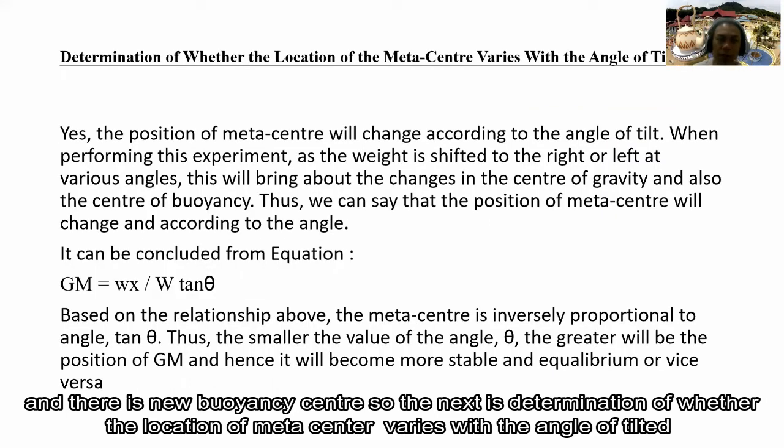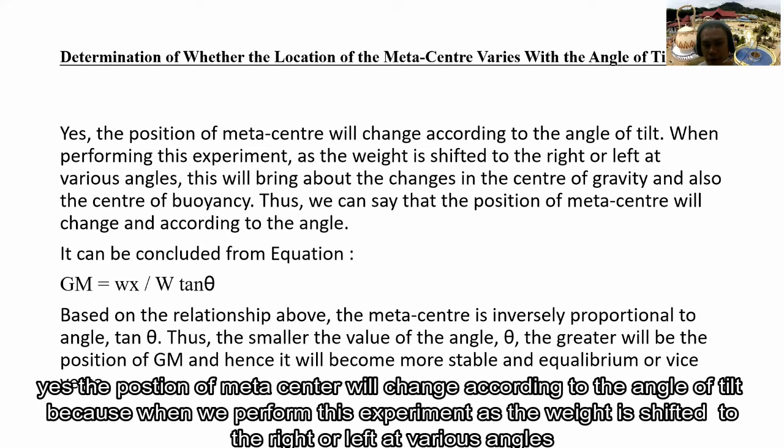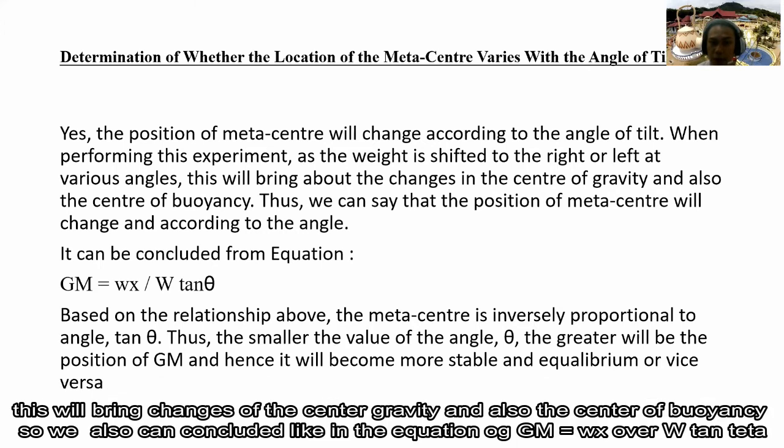The next is determination of whether the location of the metacenter varies with the angle theta. Yes, the position of the metacenter will change according to the angle theta, because when we perform this experiment, as the weight is shifted to the right or left at various angles, this will bring changes to the center of gravity and also the center of buoyancy.